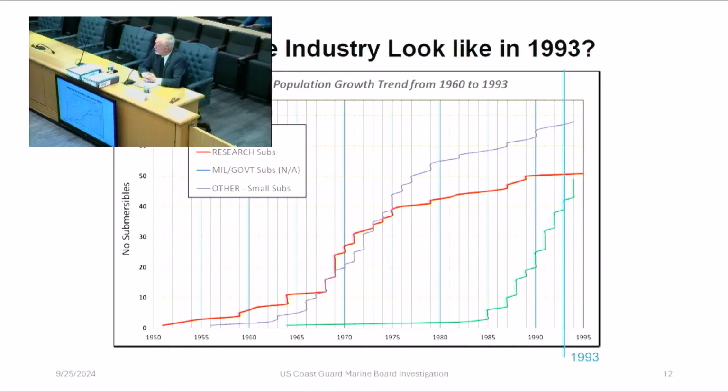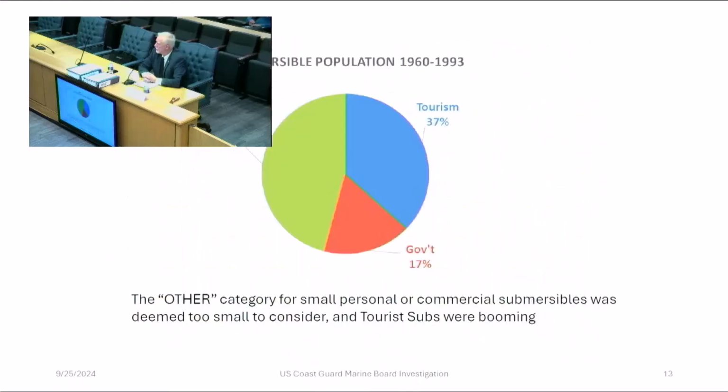The green line shows a very steep increase, and that is the number of tourist submersibles that were coming on the market. This was of market interest and importance to the U.S. Coast Guard. It says we need to address something like that. You can see the curves for research and other submersibles are fairly flat. Go to the next slide.